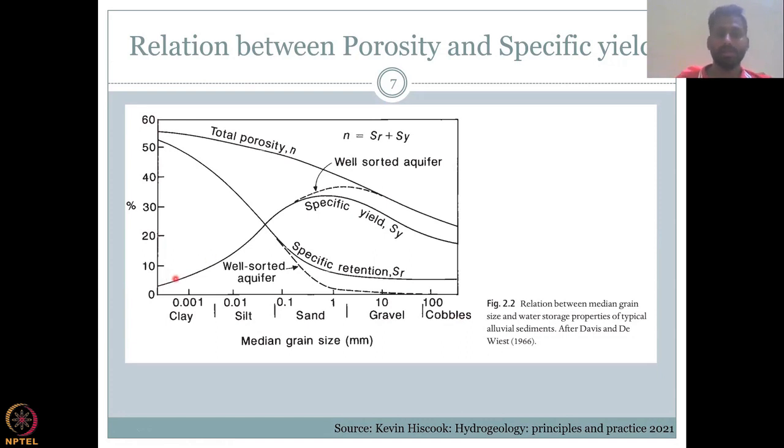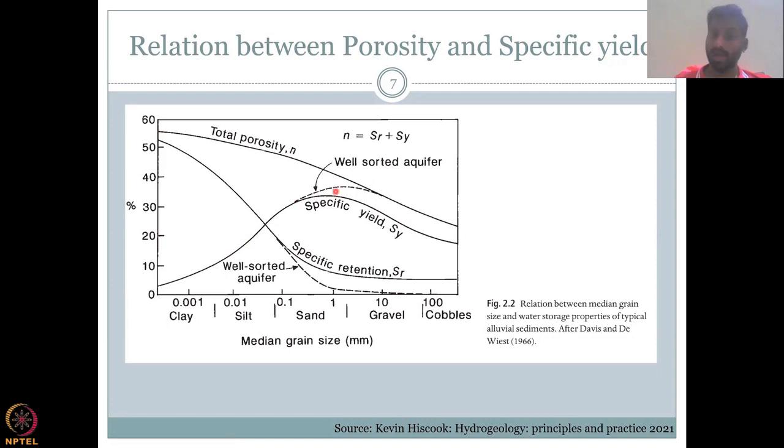So the specific yield picks up in silt and sand. The space between the grains increases, so you have more space for water and air, and the material also gives off the water. The porosity is actually coming down from clay to cobbles, and the specific yield rises because gravity can easily pull the water out. But when it comes to gravel and cobbles, the specific yield tries to come back down because some of them would hold on to the water.